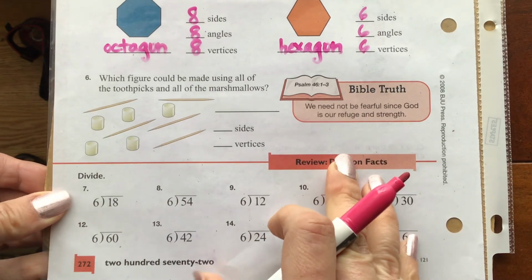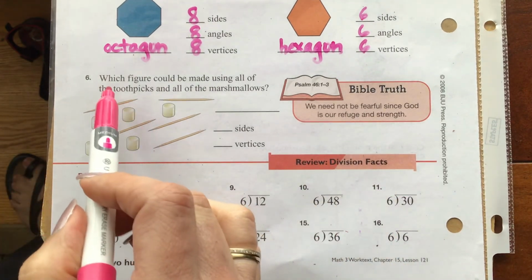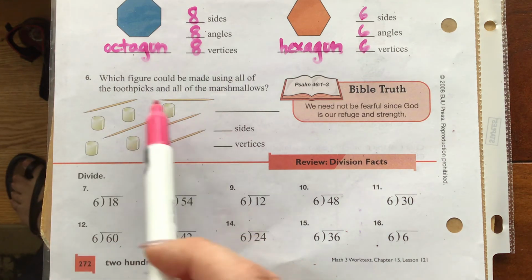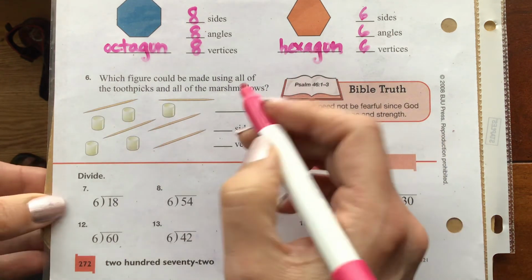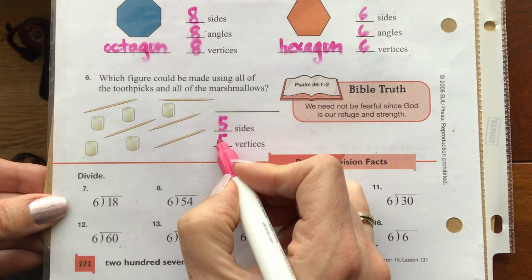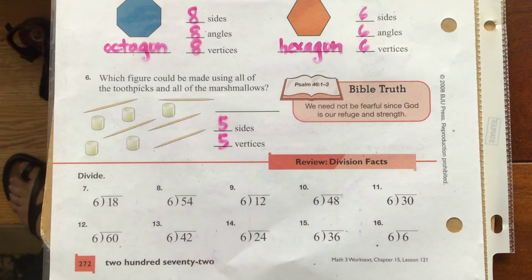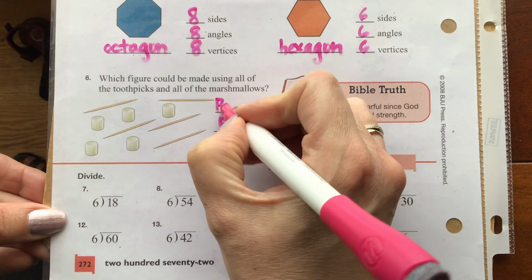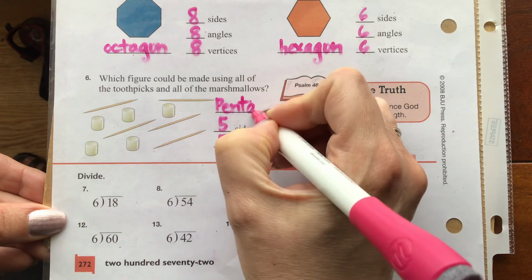All right, we're almost done. Stay with me here. Number 6, which figure could be made using all the toothpicks and all of the marshmallows? So how many toothpicks do we have? We count them. We have 5 toothpicks. So we know that there are 5 sides and there are 5 marshmallows, which represent our vertices. So what shape could we make that has 5 sides and 5 vertices? And you should have written pentagon here. Pentagon.